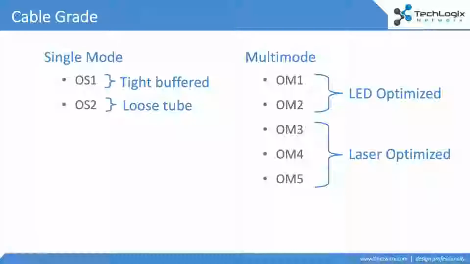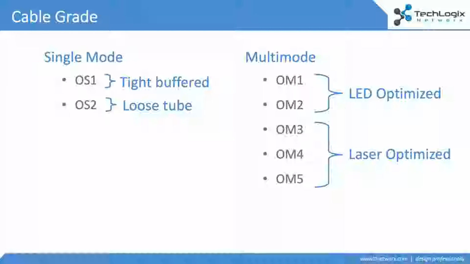Now, cable grade also plays into this, and there's really a handful of different grades of cable, and this is kind of a standard out there in the industry. So there's two types of single mode you'll run into, OS1 and OS2. And the difference between OS1 and OS2 really has to do with the physical construction of the cabling. For the most part, OS2 cables are loose tube, meaning that their construction isn't as tightly constrained when they're making the cable.